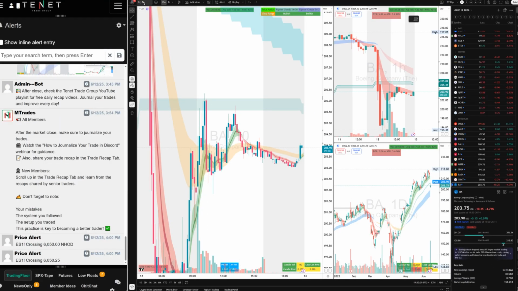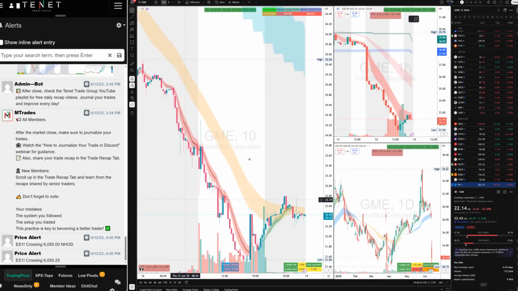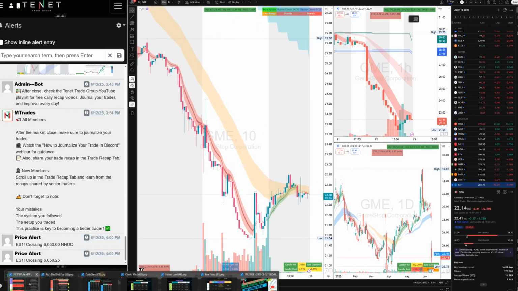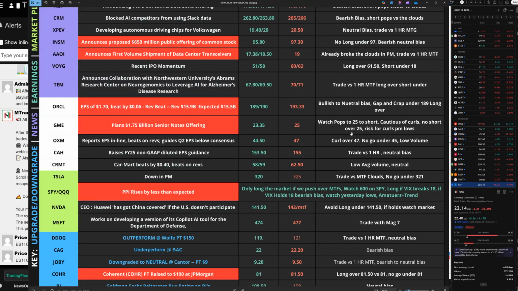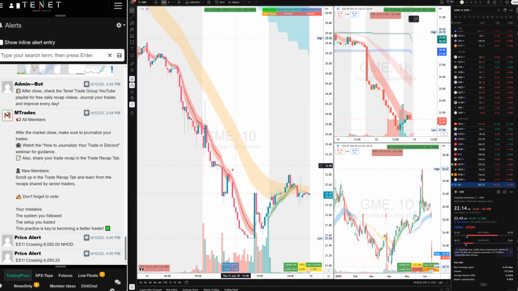Okay, let's look at some other plays in the community today. Let's look at our earning plays. GameStop. GameStop was pretty solid. The plan on GameStop was watch the pops to short versus 25. If it pushes over 25, do not short it. And it never pushed over 25.